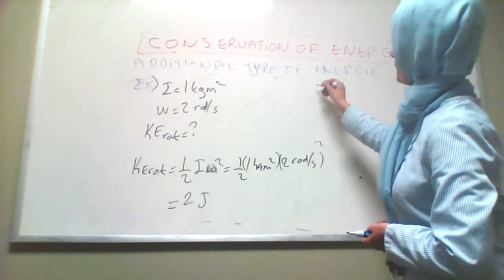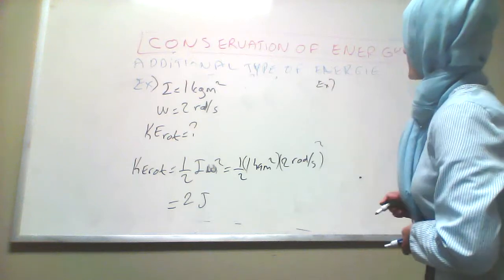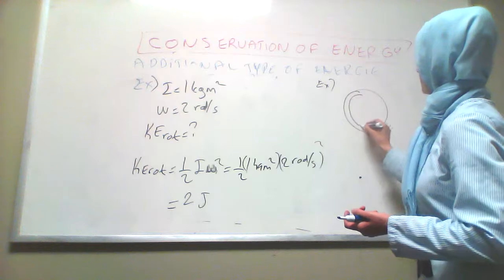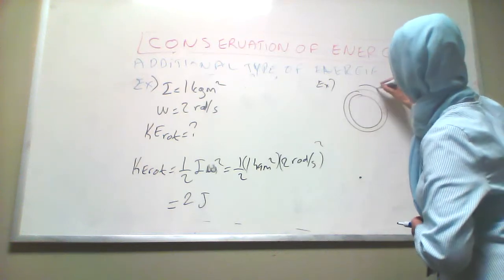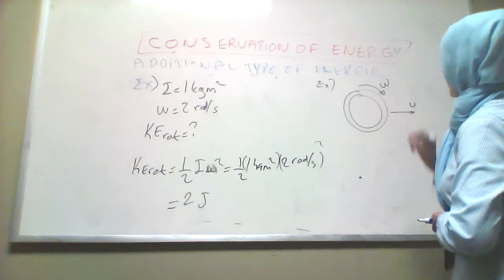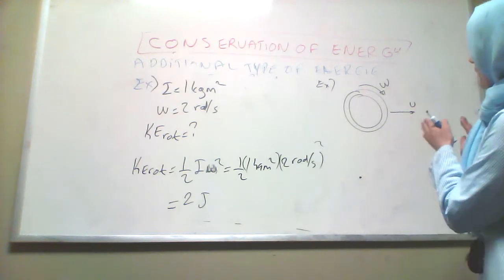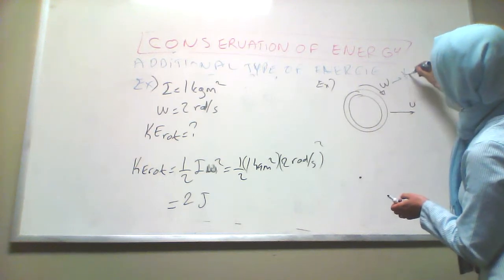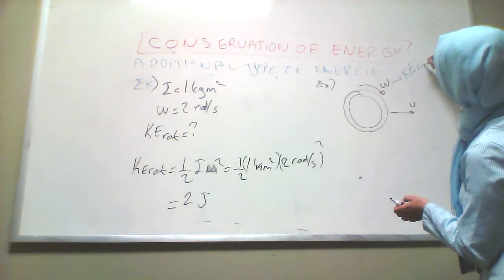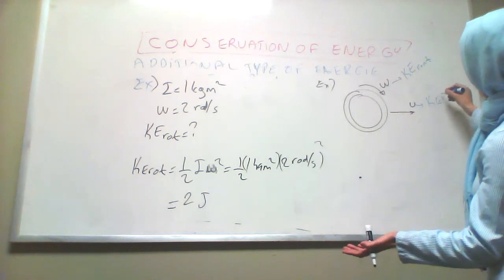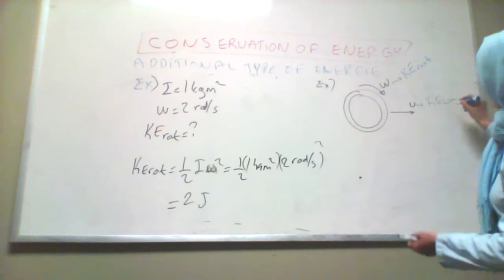Now let's solve this as another example. If we have, let's say, a wheel of a bicycle that is rotating with an omega and also moving with a velocity, then this will have two types of kinetic energy. Rotational kinetic energy, as we learned now, and the usual kinetic energy we know, right? Let's call this translational, so going along.